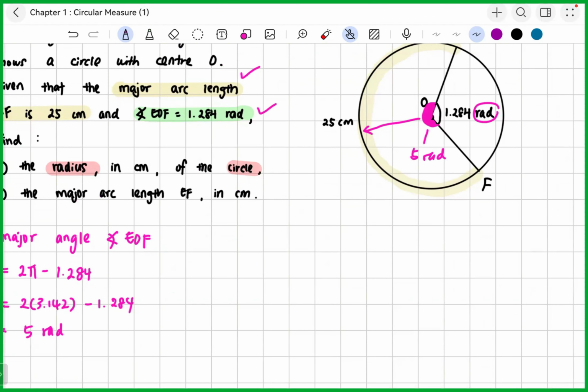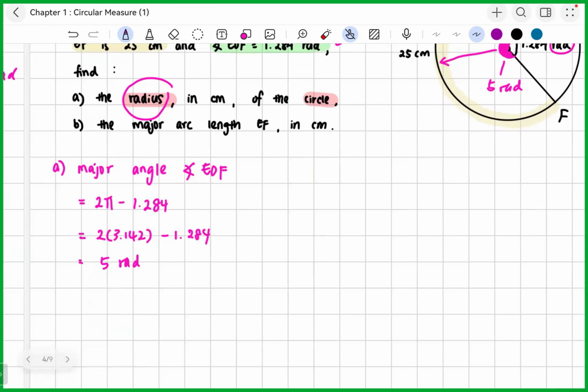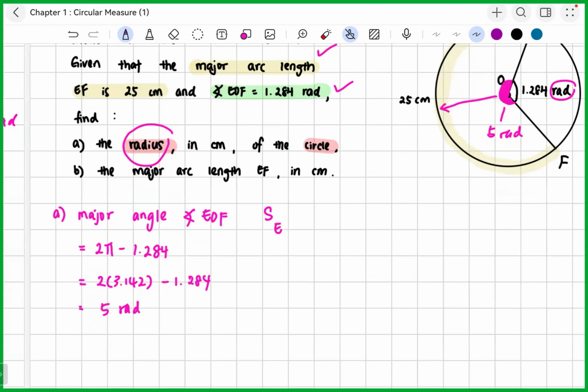But now don't stop here, because our objective is to find the radius of the circle. We know that the arc length of EF is 25 cm, right? So the radius times theta, theta is 5, equals 25. So radius equals 25 over 5. Radius equals 5 cm.